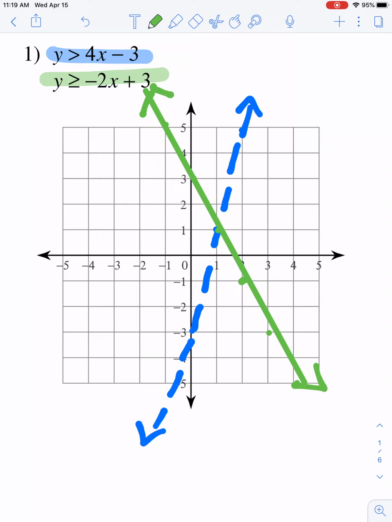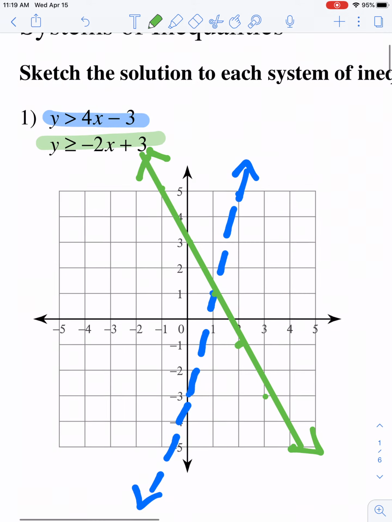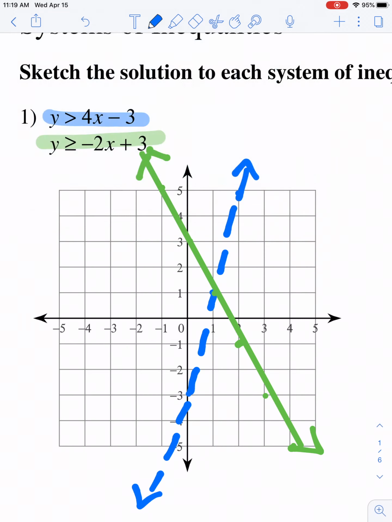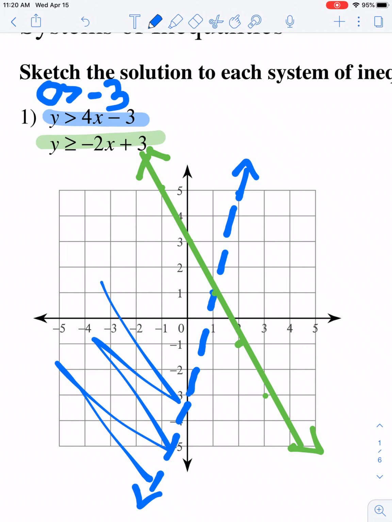And now we need to test points. So let's look at the first one. If I test 0, 0, I put 0 in for y. And is that greater than, if I put 0 on the right side, I'm left with -3. So is 0 greater than -3? It is. So I would shade on the side where 0, 0 is. So that would be this side.